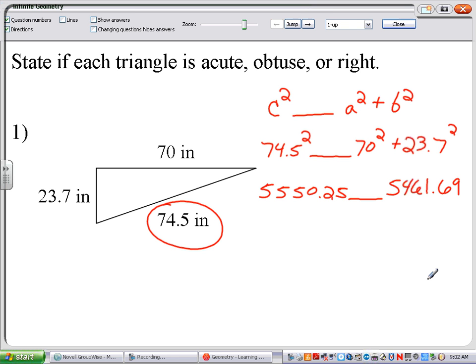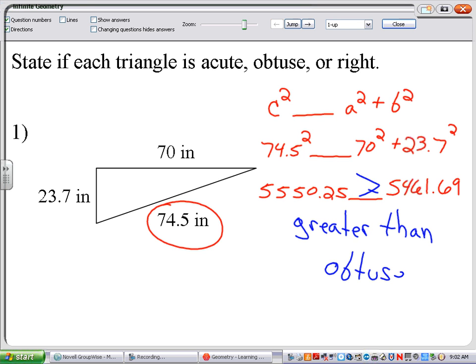And it looks like the first one is bigger than the second one. So my symbol, all the way around, did that wrong, sorry, would be a greater than symbol, because the first one is greater than the second one. That means my answer is obtuse. This is an obtuse triangle.